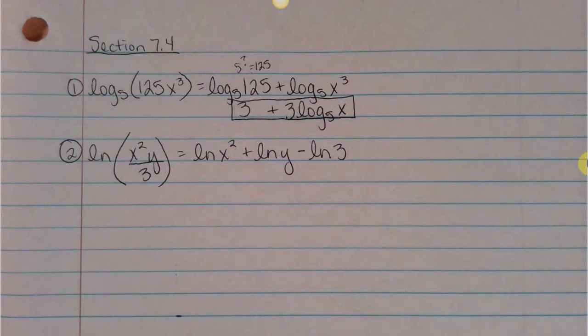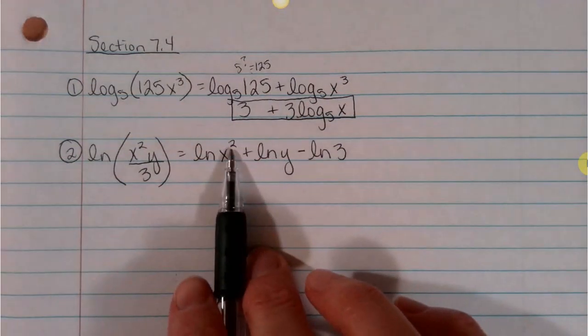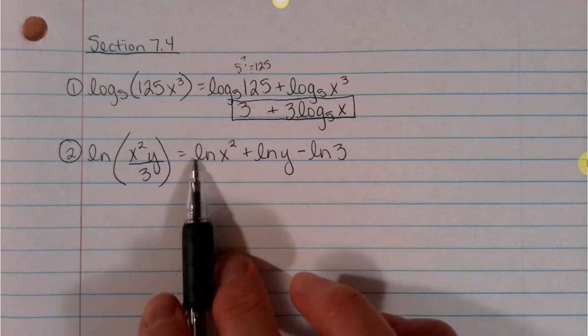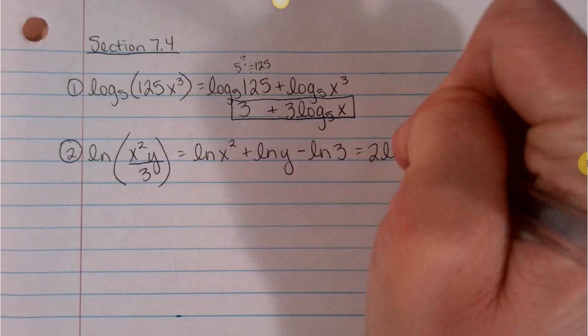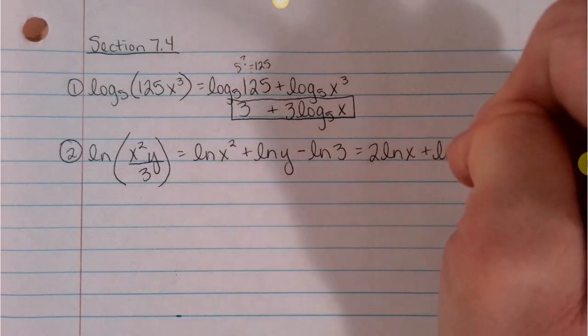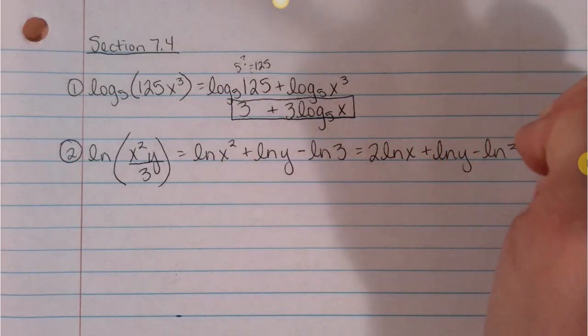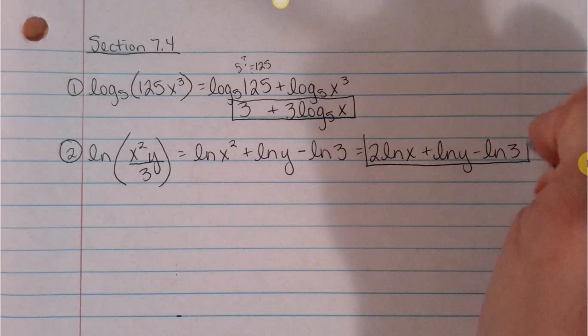And then the only other thing that we could do with this is, since we see this exponent here, we could pull it down in front as a multiplication. So that would give us 2 times the natural log of x plus the natural log of y minus the natural log of 3.